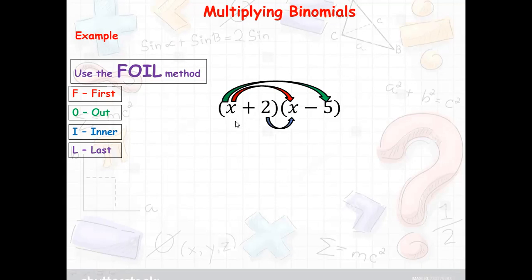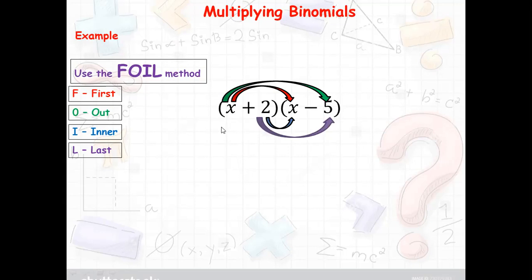And then you multiply the last terms. Last terms doesn't mean this, because those are the outer terms. Last means the two last, this and this. These are the two last terms for each of those binomials.